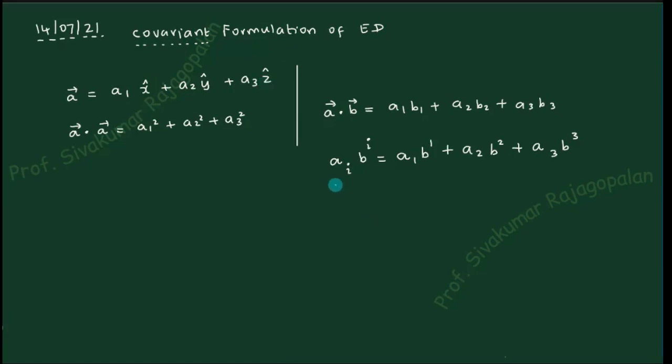The one which is the lower one is known as the covariant form. This is known as the covariant vector, the one which is in the lower index. And the one that is written in the upper index, this particular one, is what is known as the contravariant vector.